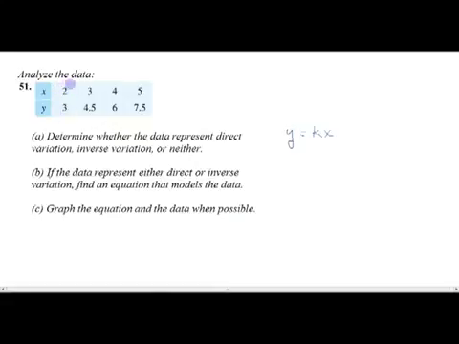Pick any of the xy's out of there, maybe this xy pair. So y is 3, x is 2. We divide both sides by 2, we get k equals 3/2. So we think that our model is y equals 3/2 x. What we have to do is we need to make sure that we test this model with each of the data points in the table. It must fit each of the data points. If there's even one data point where this model does not work, then it's not going to be a direct model.